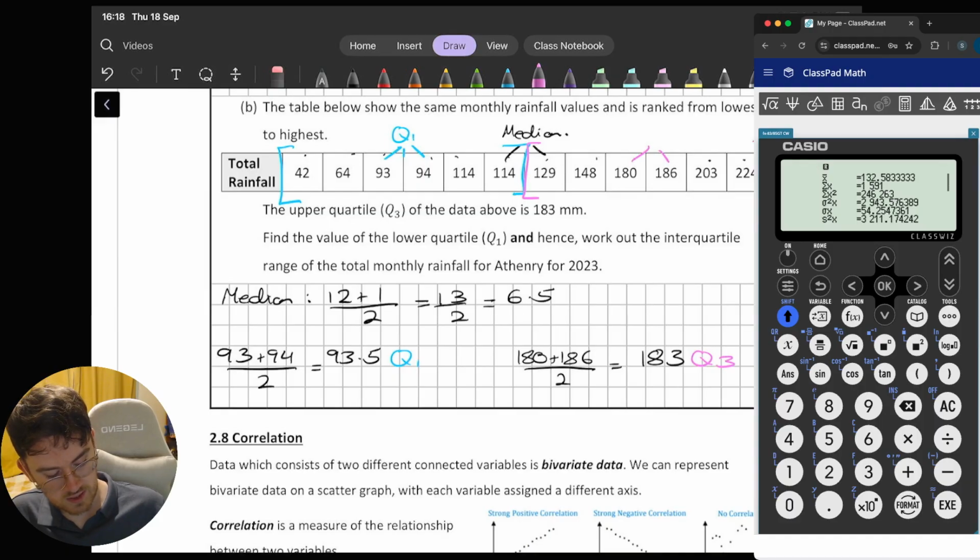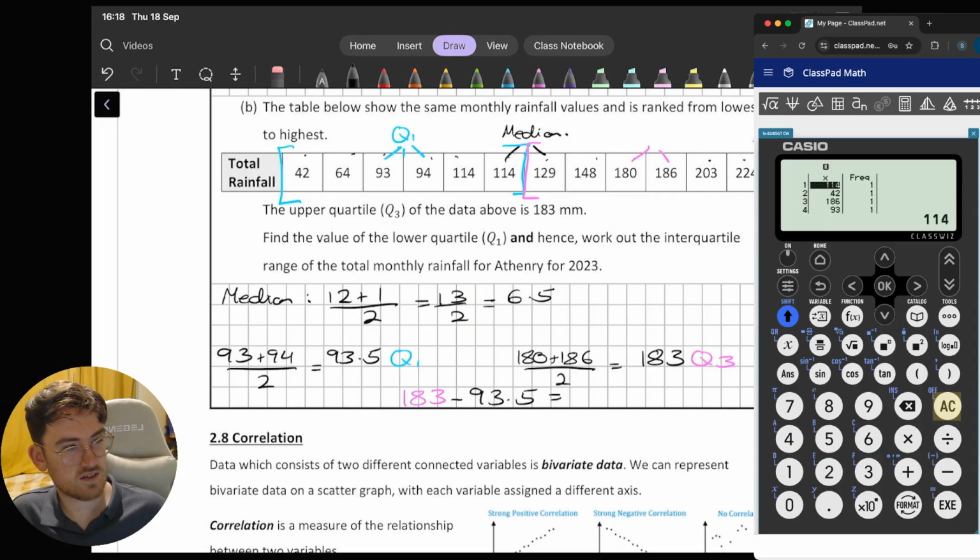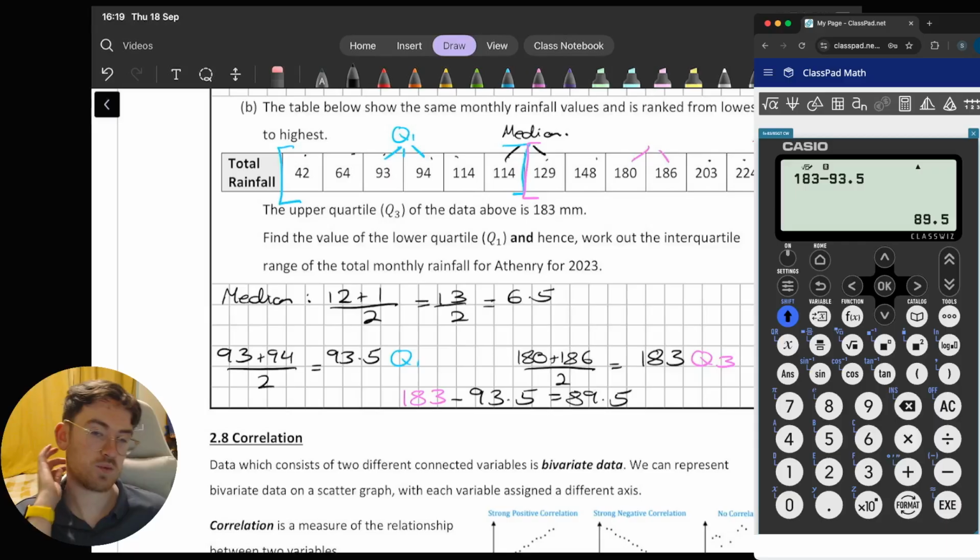So my interquartile range is 183 minus 93.5, and that is going to give me, let's use our calculator, why not? Nope. Guess that's why not. And it's 89.5. It's 89.5. Yeah, see that. From the time we'd have done it, it worked out anyway.